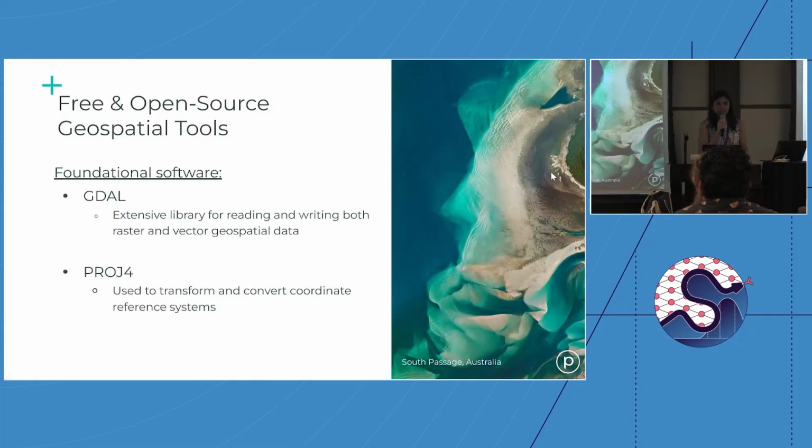So the good news is Python's open source. We also have lots of geospatial tools that are open source that we use. Some foundational software that's really important. GDAL is a library for reading and writing raster and vector data. And then Proj is used to convert coordinate reference systems, which we'll talk about in a bit. Anyone used GDAL or Proj before? Nice.